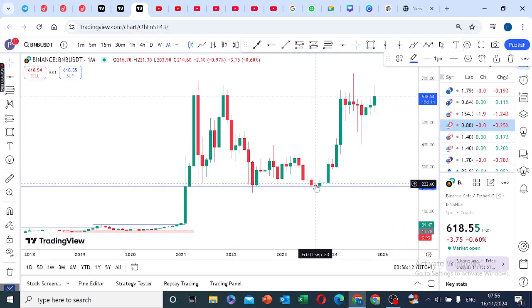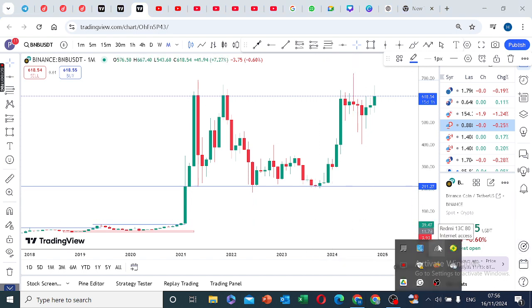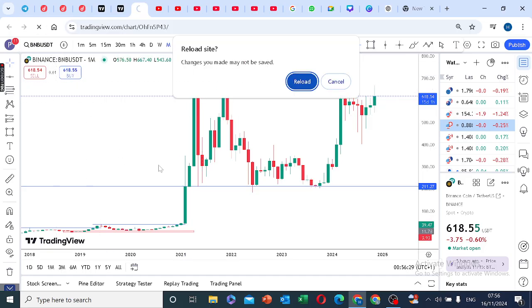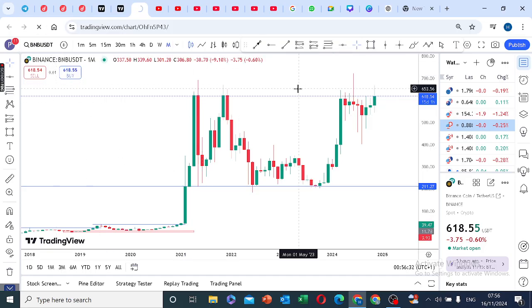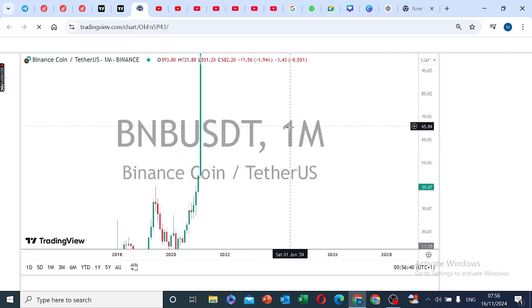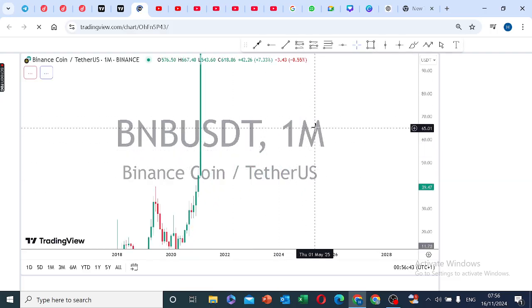Now, based on the level of information we have, let me see. It says no internet connection. I don't know why that's a problem. Okay, I've reloaded it. Sorry, I'll have to reload this chart so we work with a functioning chart, guys. Sorry about that. Okay, good. BNB USDT, very good. So it's loading up.